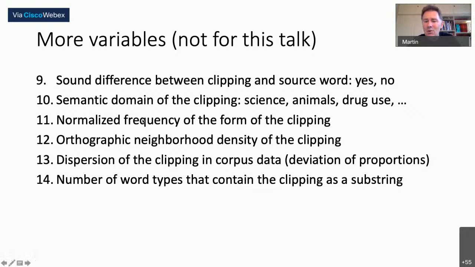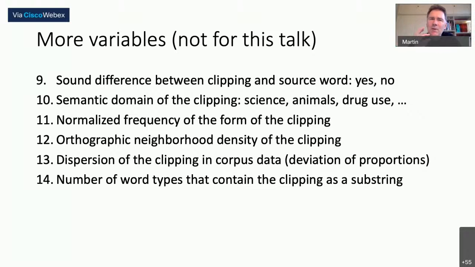And then we have a whole range of variables that reflect corpus-based frequency measures, such as the normalized frequency of the form of the clipping, the neighborhood density of the clipping, dispersion of the clipping, and the number of word types that contain the clipping as a substring. For example, with regard to this last variable, the clipping prof appears not only in professor, but also in professional, profound, and so on and so forth.